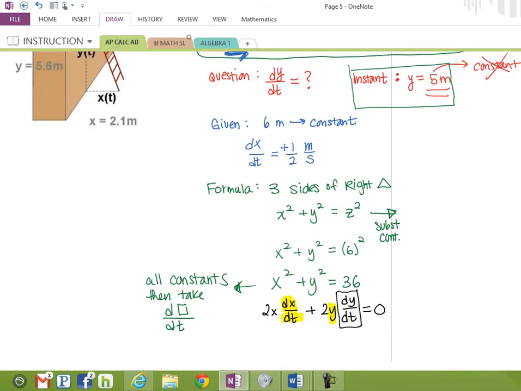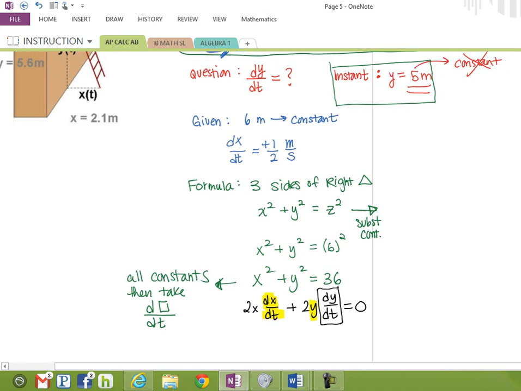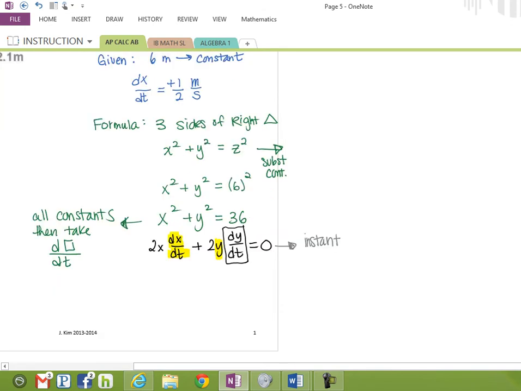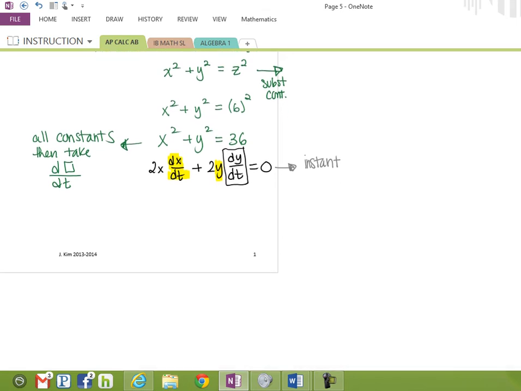What I need you to understand is the second that you take the derivative, here's where you can do an instant picture. So I took the derivative, which means I took the picture at the instant when, well, the ladder never changes at 6 meters. The height was 5, and the x I don't know. You're allowed to use the 5 now because we're talking about the instant that this is happening. So this is the time in question.